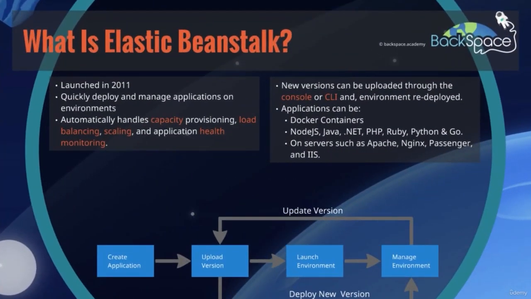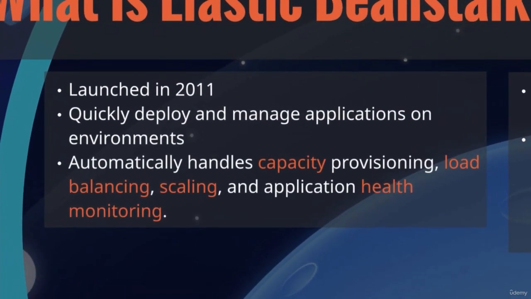Elastic Beanstalk has been around for quite some time, was first launched in 2011. It allows you to quickly deploy and manage applications on environments, and those environments are launched for you without you having to worry about how it all works. It'll automatically handle capacity provisioning. It'll launch a load balancer for you if you need that. It'll auto scale for you, and it can also implement health monitoring so that if one of these instances that are launched becomes unhealthy, it can replace those automatically for you.